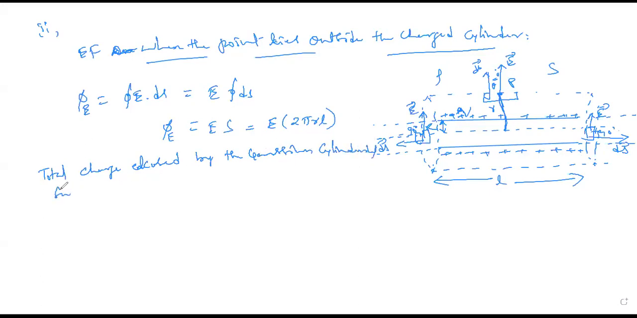Tell me, what is the total charge enclosed by the cylindrical Gaussian surface? So here, the charge Q should be written as the charge on the cylinder of actual length, correct? Same as how we did for the sphere.